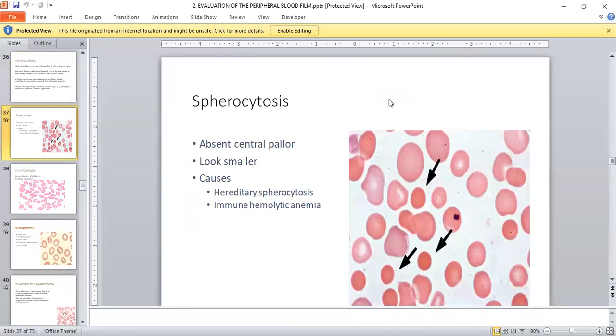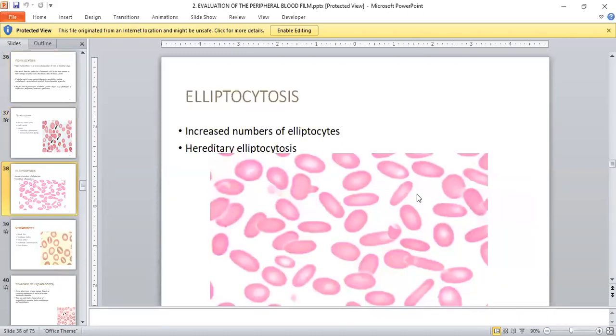Spherocytosis. So they look like spheres. Red blood cells usually have a sunken center, but the spherocytes just look like spheres. They don't have the central pallor. You can have elliptocytes. So elliptocytes have this oval shape. They are elliptical.